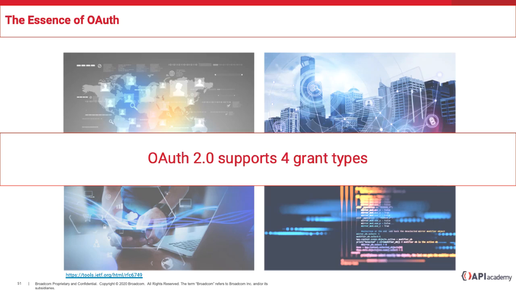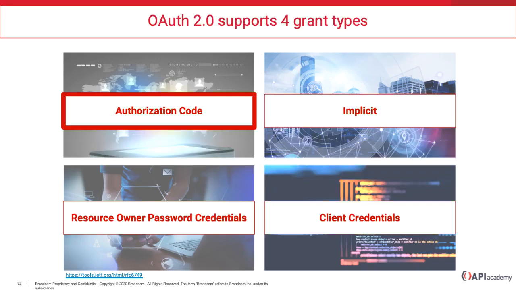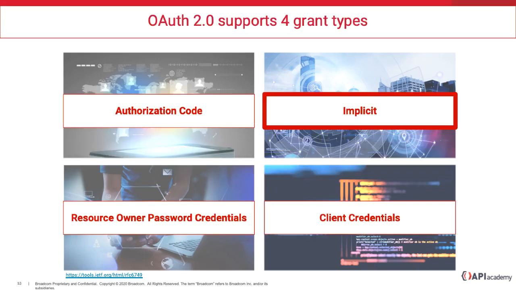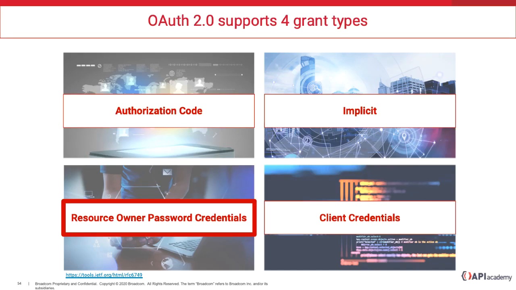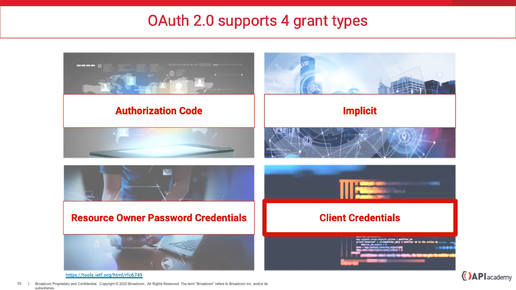An authorization grant is a credential representing the resource owner's authorization used by the client to obtain an access token. OAuth 2 supports 4 grant types. They are authorization code, implicit, resource owner password credentials, and client credentials.